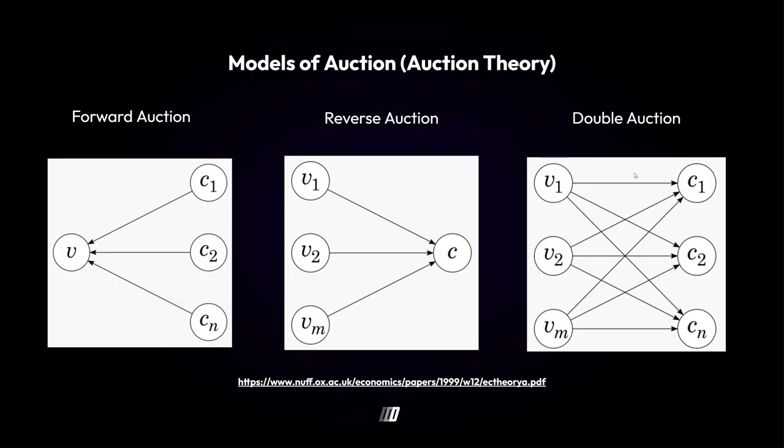The auction of liquidity in the markets, which is the underlying mechanism that moves every single market in the world, is a mix of a forward auction and a double auction, okay? Where you have both buyers and sellers interacting with each other.